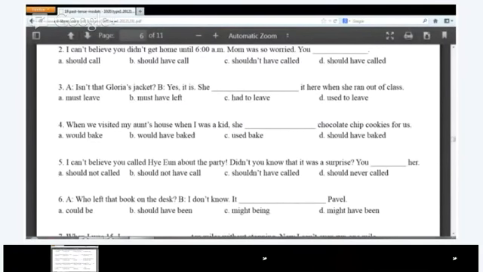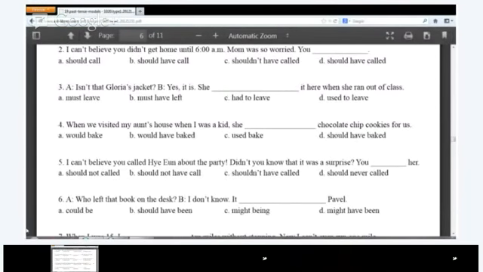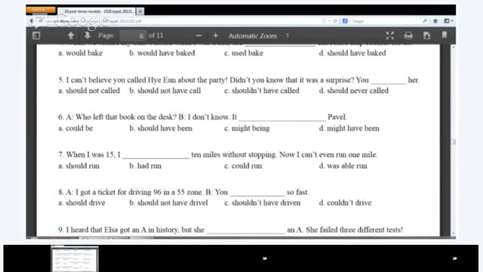Yes. Okay, let me have you read that sentence and add in A there in the blank spot. When we visited my aunt's house when I was a kid, she would bake chocolate chip cookies for us. Awesome. She would bake. Great job. Okay, let's take a look at numbers 5 and 6. And this is for Igor.